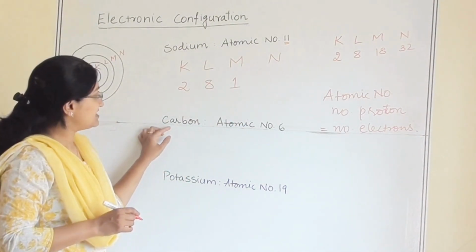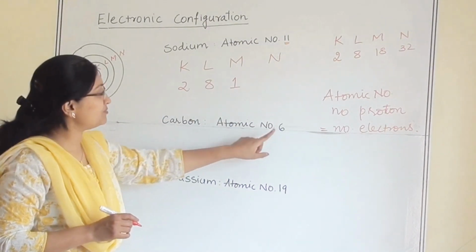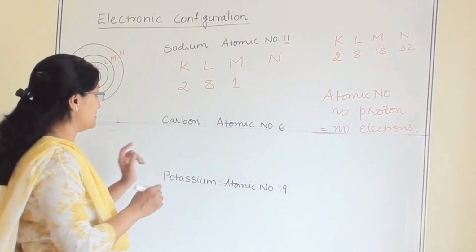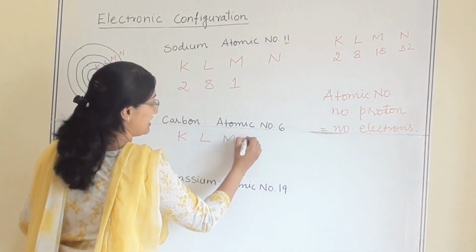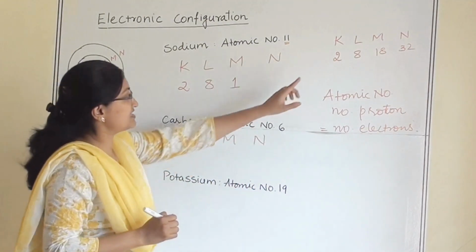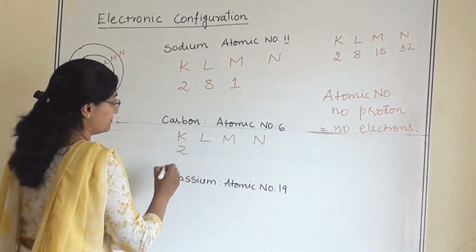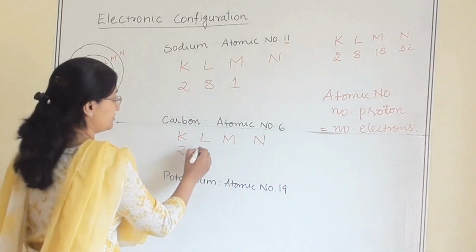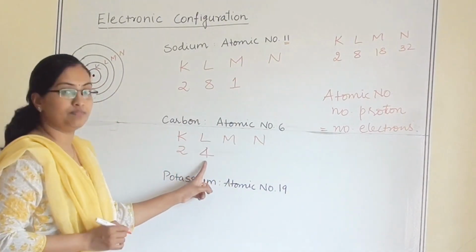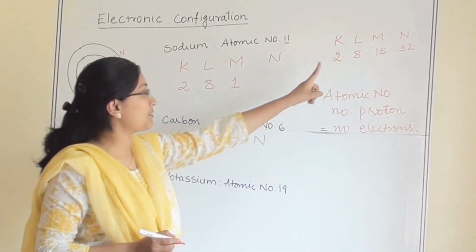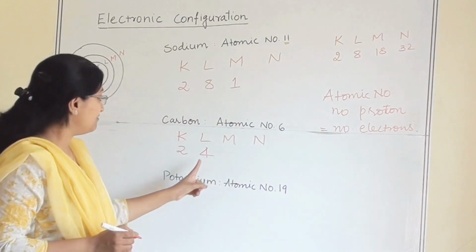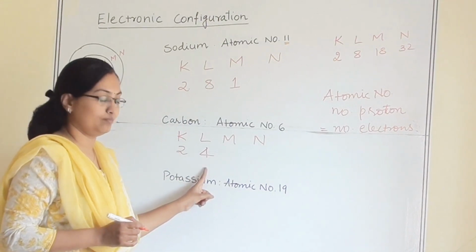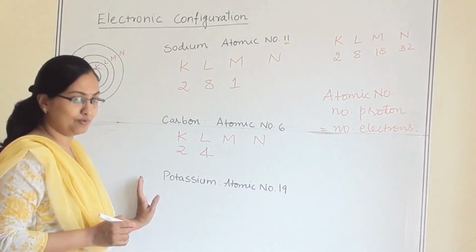Now the second example we'll take is carbon. Carbon's atomic number is 6. So we can say that there are 6 electrons in carbon. So K, L, M and N. What is the maximum capacity of K? 2. Then how many more electrons are left? 6 minus 2, 4. So leftover electrons we will keep here, that is 4. And what is the maximum capacity of L? It is 8. So yes, we can write 4 here. So what is the electronic configuration of carbon? 2, 4.